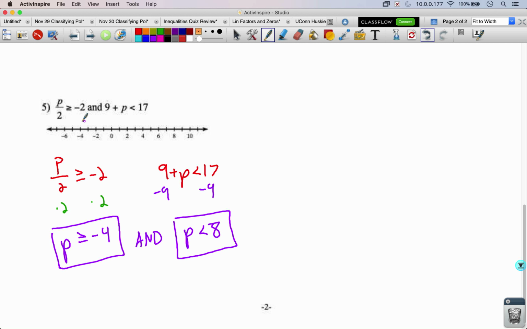So p is greater than or equal to negative 4, so closed dot at negative 4, arrows coming this way. Less than 8, so open dot at 8, arrows coming this way, and you can see these are going to connect up to make a line segment.